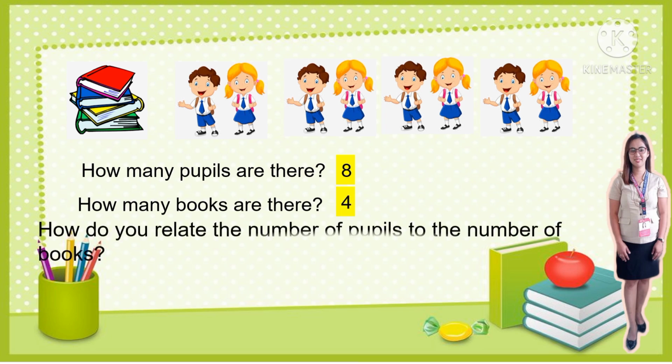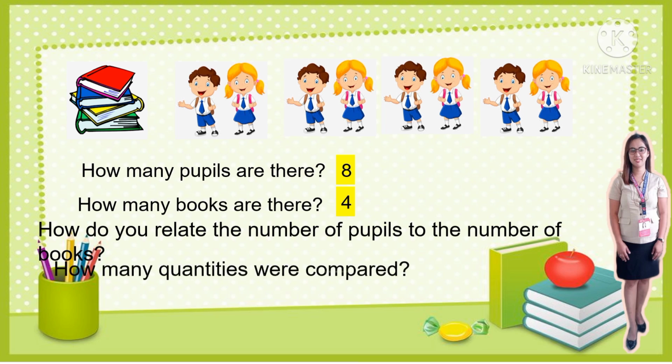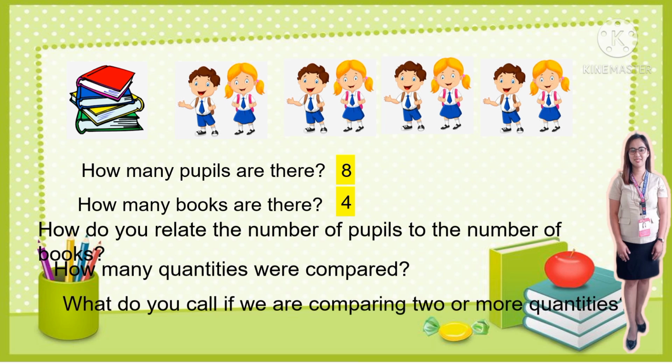How do you relate the numbers of pupils to the number of books? We relate it using comparison. How many quantities were compared? There are 2 quantities. What do you call if we are comparing 2 or more quantities? It is called ratio.